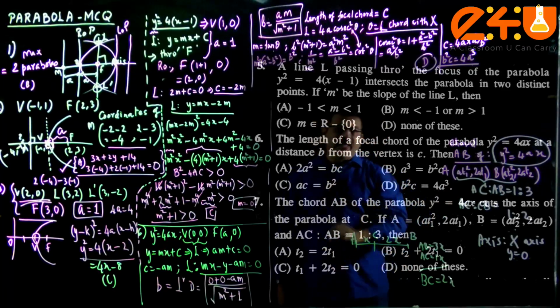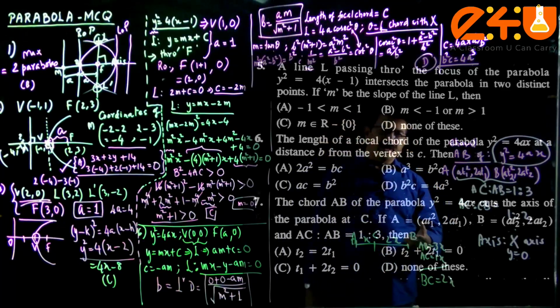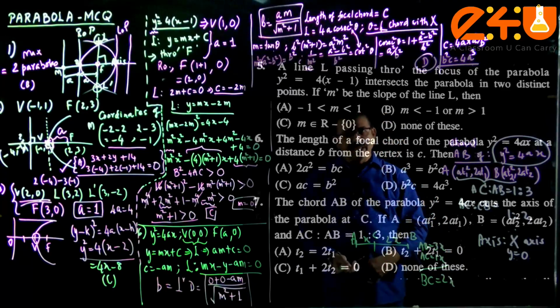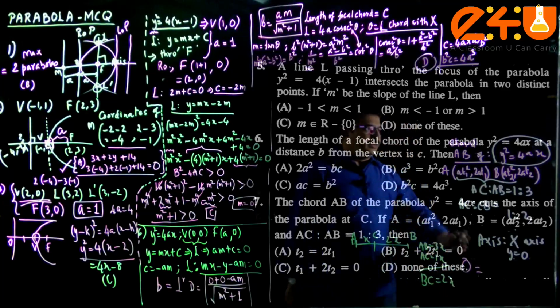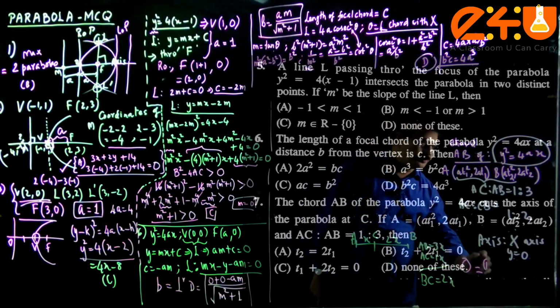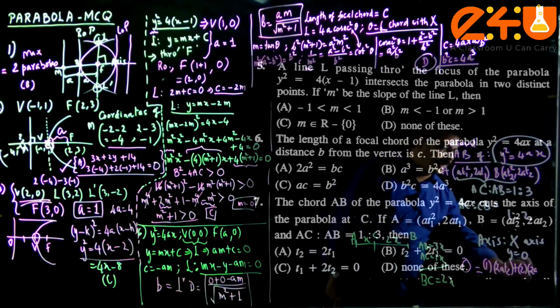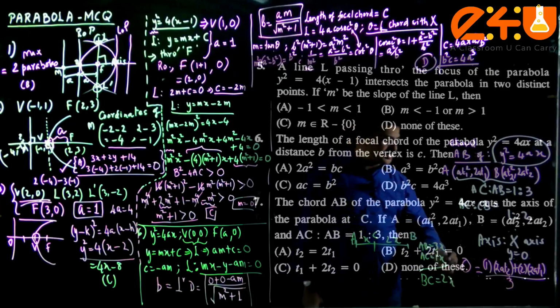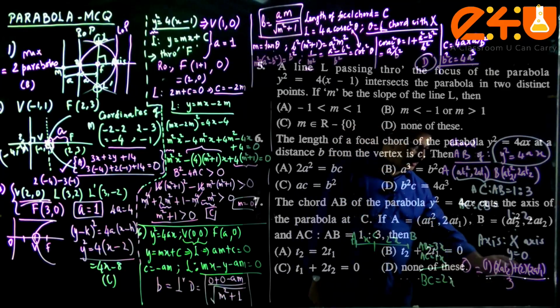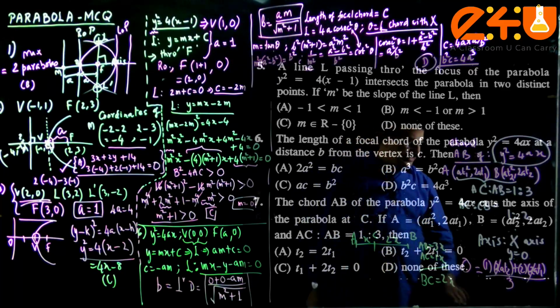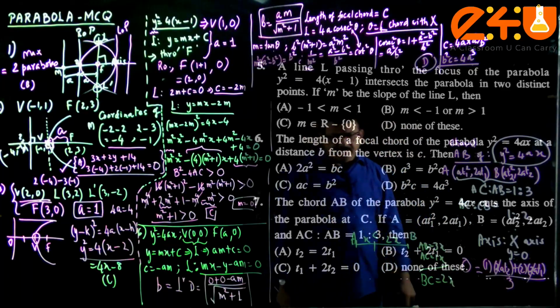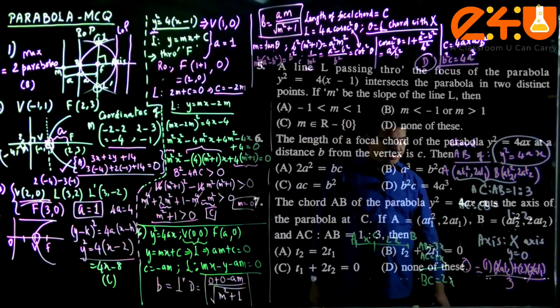Why are we doing the y coordinate? Because for the y coordinate we know the answer to be 0. So 0, the y coordinate, it is 1 into the y coordinate 2a t2 plus 2 times 2a t1 divided by total parts 3. So cross multiply, and I can cut off the common factor 2a. So you got the answer t2 plus 2t1 equal to 0.